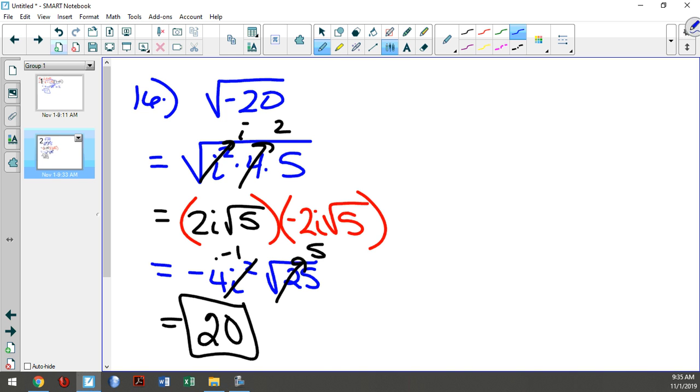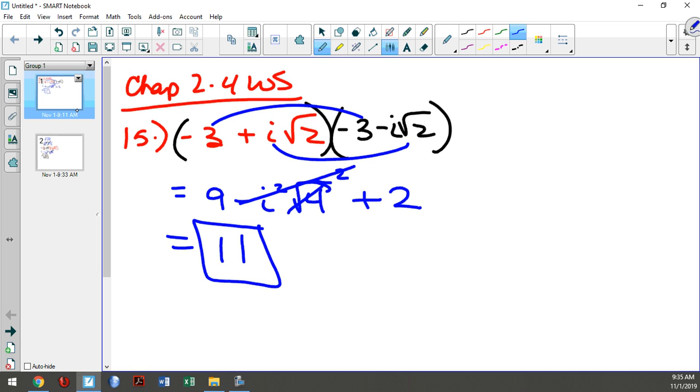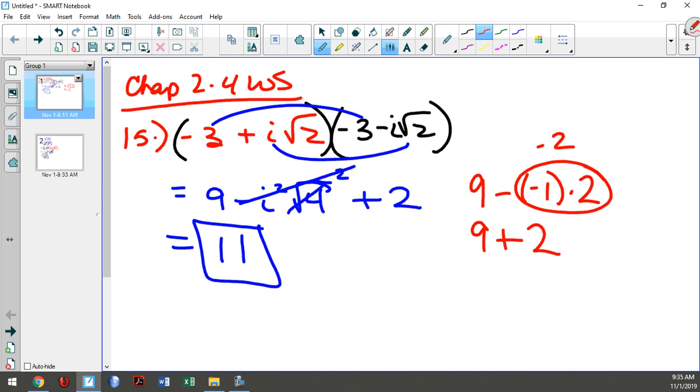For the 15 problem, we added that. Why in 16 do we multiply 4 and 5? Okay. This one right here, this is going to be 9 minus a -1 times 2, because the square root of 4 was 2, and i squared is -1. Yes? So this is going to be 9 plus a 2, because this right here turns into -2, and a double negative creates a positive. So that's why I get 11. Does that make sense?